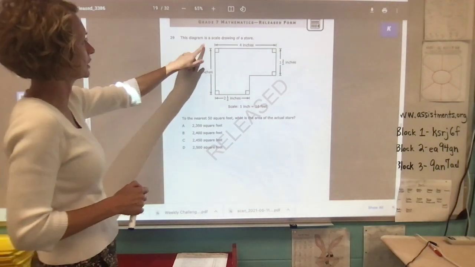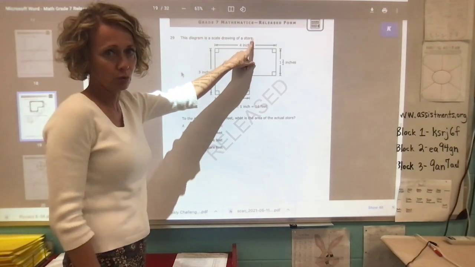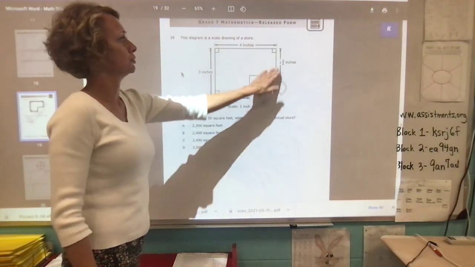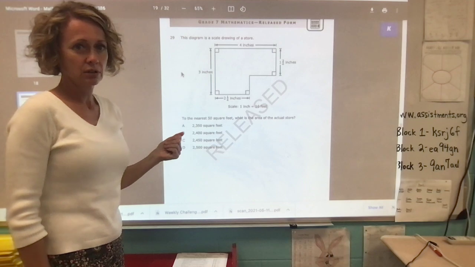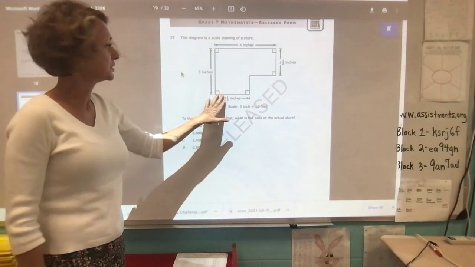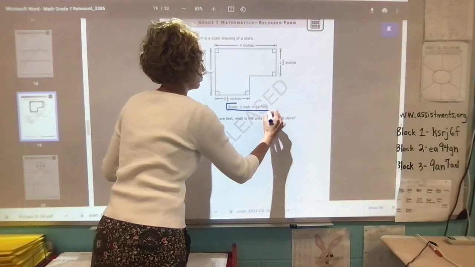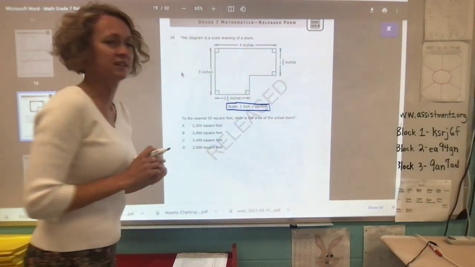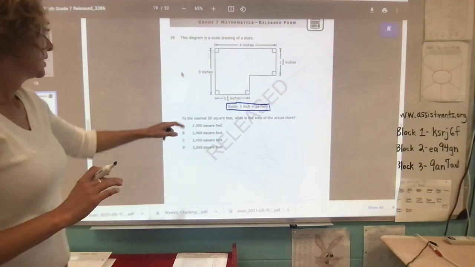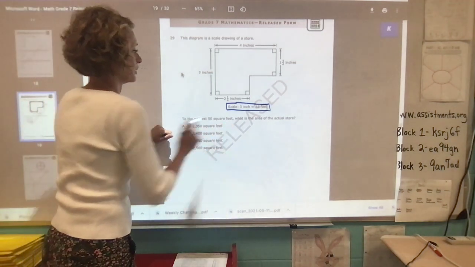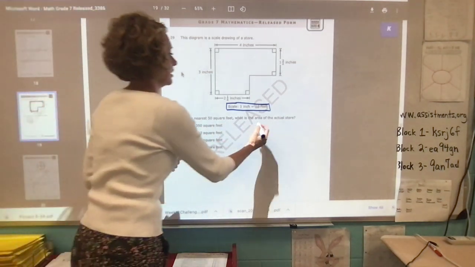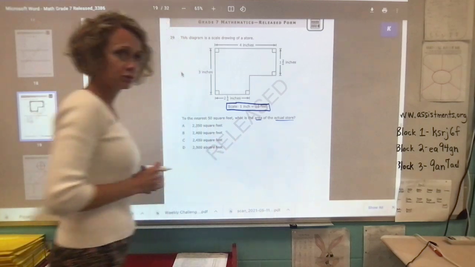It says this diagram is a scale drawing of a store, and it gives you the irregular figure, which is the drawing of the store, and it's given to you in inches. And there is a scale here that 1 inch is equivalent to 16 feet, okay? It says to the nearest 50 square feet, what is the area of the actual store?